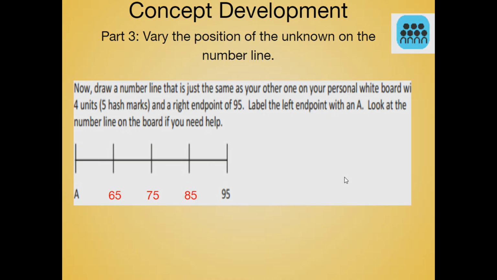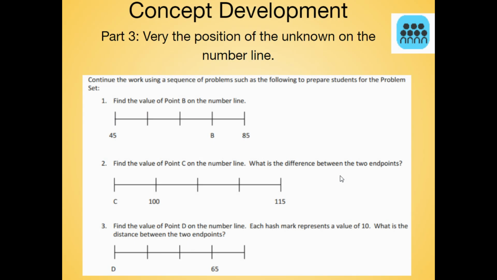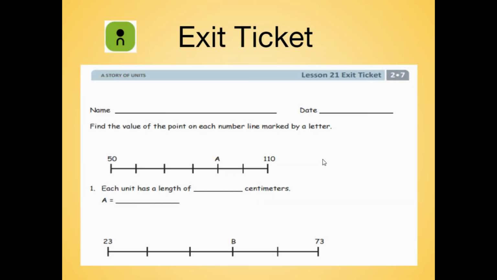All right, so here are some more for you to practice. Continue to work using a sequence of problems such as the following to help work through and find what the value of each number is. All right, hope everyone understands, and make sure you practice these so when you get to your exit ticket, you will know exactly what to do. And this is your exit ticket that will be uploaded for you as well.